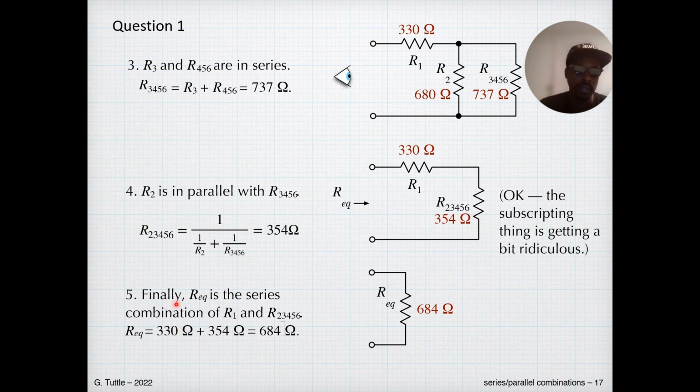The final equivalent, or R equivalent, is the series combination of R1 and the total that was on the right side. So Req equals 330 ohms plus 354 ohms, which is equal to 684 ohms. This is how we work these questions, and this will be the result from breaking down the circuit.